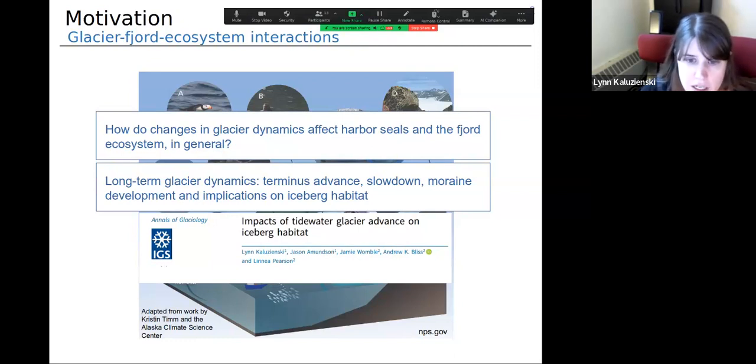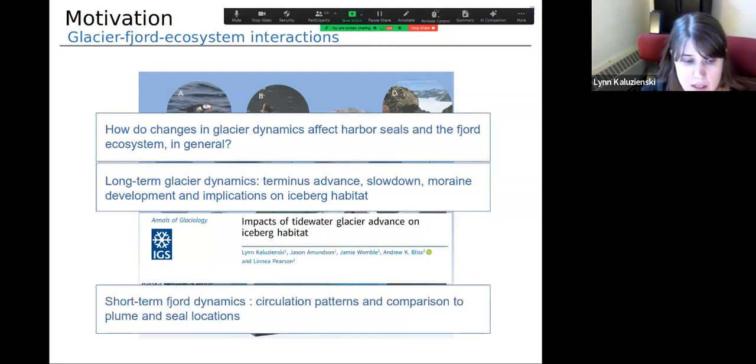This work is all wrapped up in a paper in Annals that came out earlier this year. So that'll be the focus of the first half of the talk, and then the second half we'll be focusing more on short-term fjord dynamics. So looking at things like circulation patterns, which we can get from iceberg tracking, from time-lapse cameras, and then comparison to plume dynamics and where seals are located. So this is work that is sort of in progress, and so I'm looking forward to getting some feedback for this section of the talk.